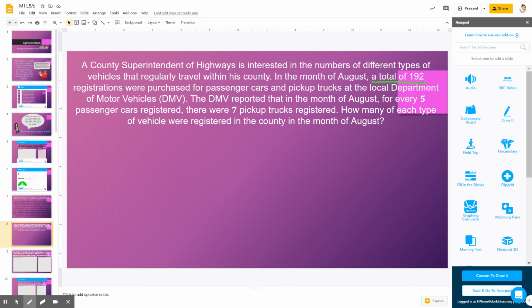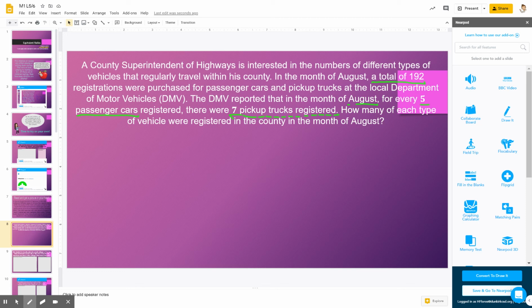The DMV reported that in the month of August, for every 5 passenger cars registered, there were 7 pickup trucks registered. How many of each type of vehicle were registered in the county for the month of August?